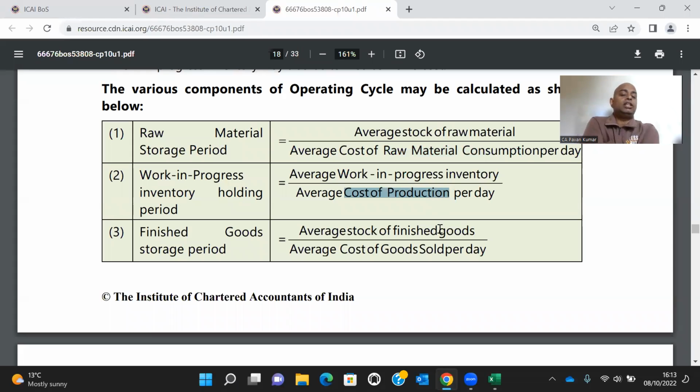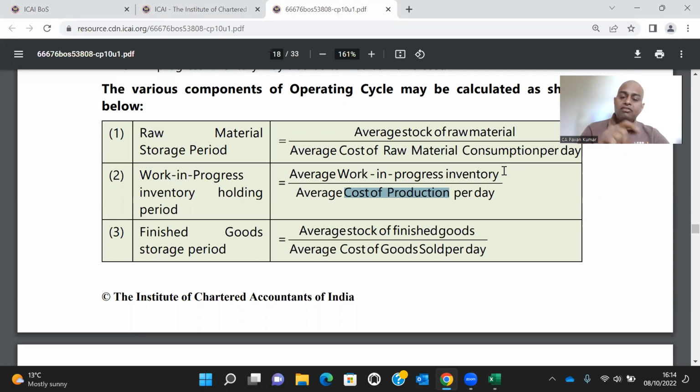Pavan sir, I don't think we should consider cost of production for work in progress. More accurate measurement is dash. More accurate measurement for work in progress is dash. You tell me. I don't know. Excellent, Bino, correct answer. Works cost. So you have to take average work in progress divided by works cost into 365. If works cost is not there, then you can take cost of production also.